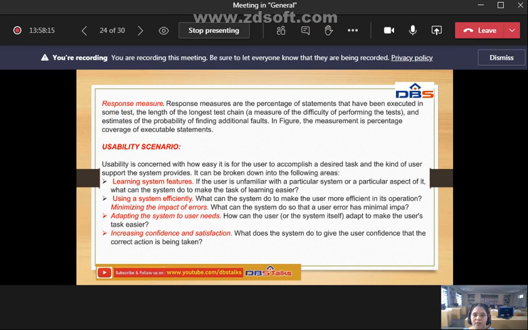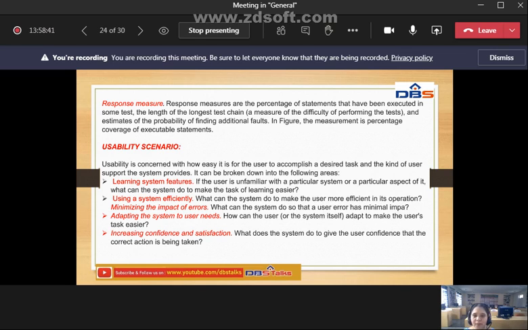Next, response measure. Response measures are the percentage of statements that have been executed in some test, the length of the longest test chain, and an estimate of the probability of finding additional faults. Okay, in our figure, the measurement is percentage coverage of executable statements.